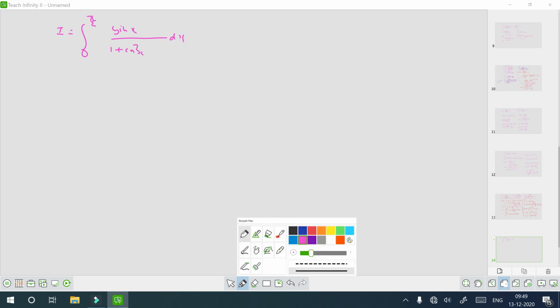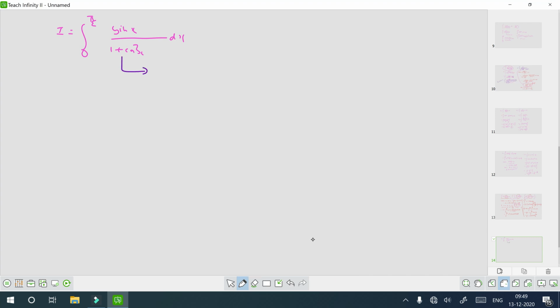Next one. I is equal to integral 0 to pi by 2 of sin x over 1 plus cos square x dx. Very simple, so I am not going to solve it, but I would like to just give a hint to you. Take cos x is equal to t. Why? Because its derivative is here.